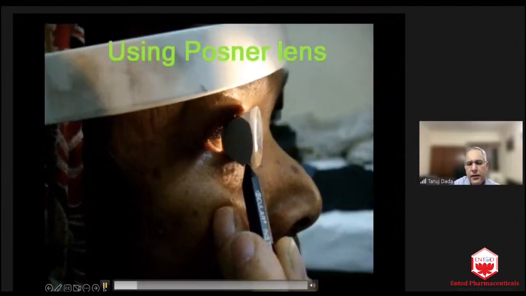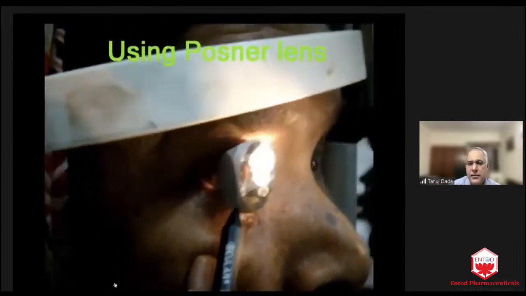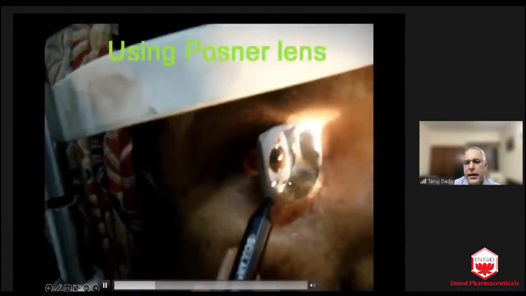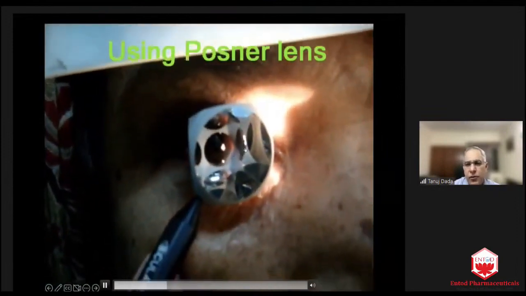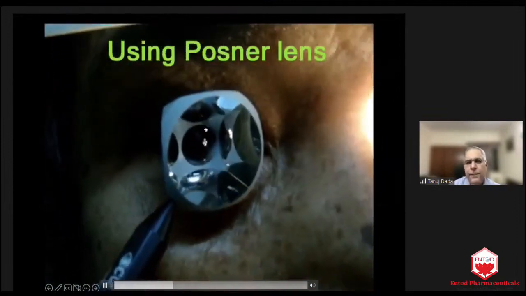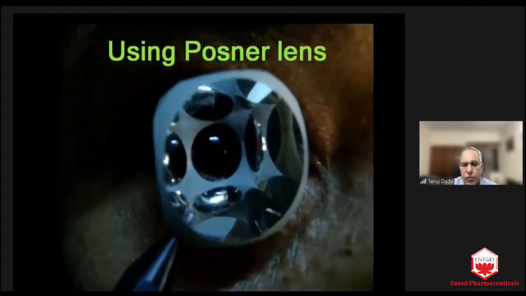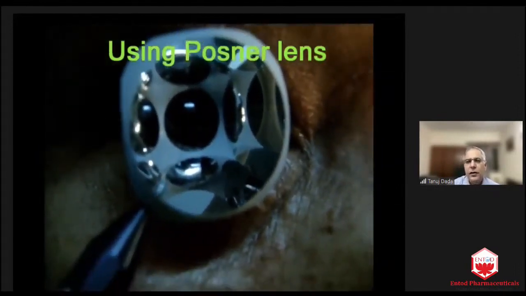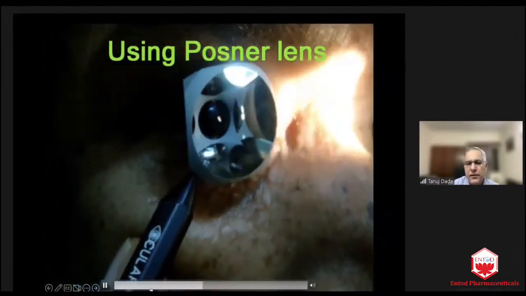And in this technique, you can apply pressure and open up the angle. So ideally, this is the technique for distinguishing appositional closure from synechial closure. So you can view the angle structures, and then apply pressure to open up. So the previous one was the Goldmann 2 mirror, and this is the 4 mirror indentation gonioscope known as the Posner lens, or the Sussman lens without the handle.